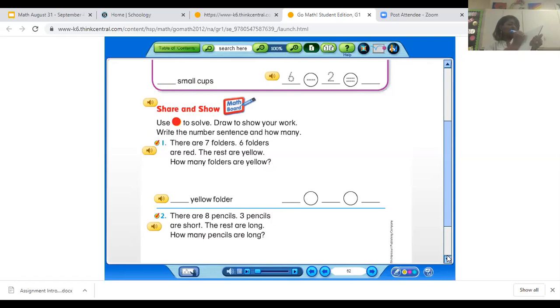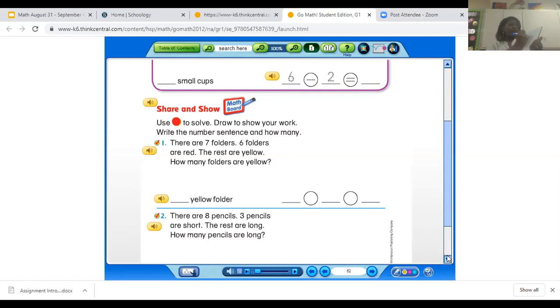1, 2, 3, 4, 5, 6, 7. So I have 7 folders. 6 of them are red. So I'm going to label the ones that are red. I know that I'm going to label 6 of them because my problem tells me that 6 are red. So an R for red goes in 6 of these circles.